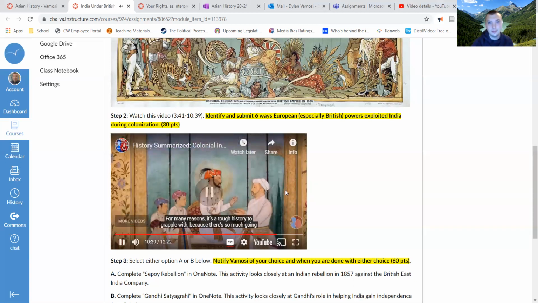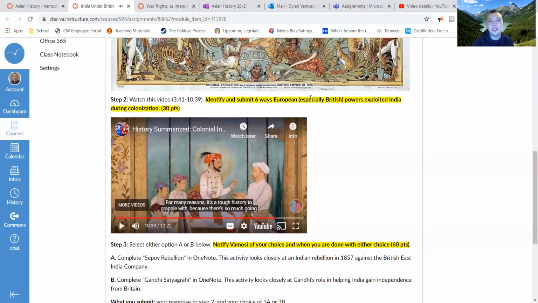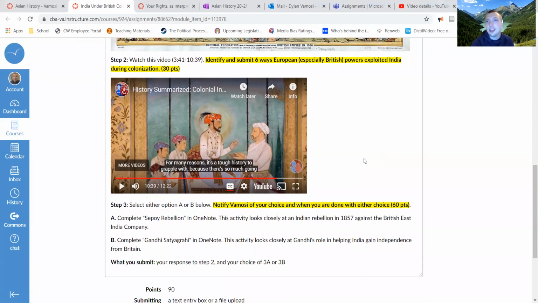For many reasons... Cool. So make sure you submit 6 ways European, especially British powers, exploited India during the colonial period or colonization. So they mentioned a few different things in that wrap-up. And you're going to be able to look into one of 2 options. So for step 3, you're going to select between option A or B, and then notify me of your choice whenever you're done with either choice.